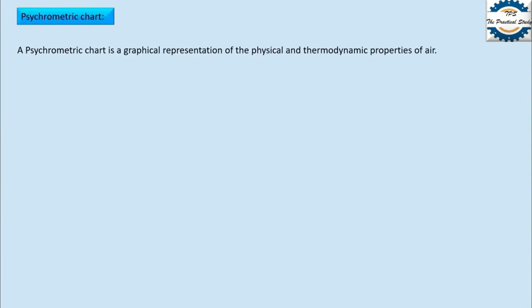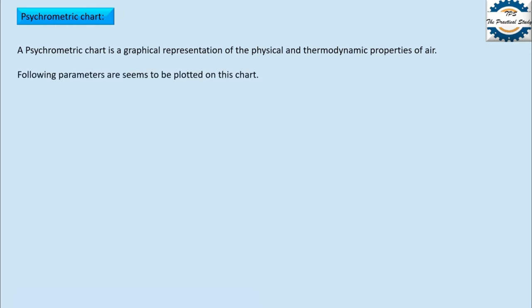Psychrometric chart. A psychrometric chart is a graphical representation of the physical and thermodynamic properties of air. Whenever you are going to do air conditioning, you have to change the properties of air. And if you want to change the properties of air, then you need to know how to measure the properties of air. So a psychrometric chart is used to measure the properties of air.